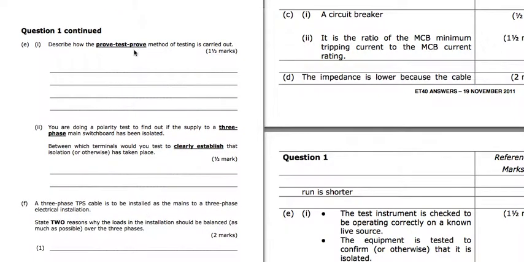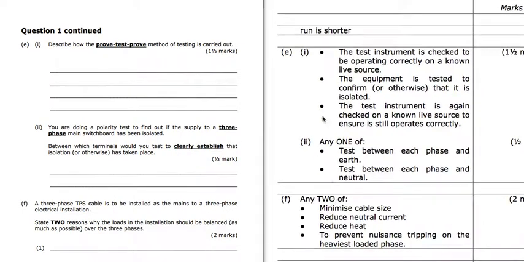Describe the prove, test, prove method. So you must go into the exam knowing this, prove, test, prove comes up again and again. So we prove that our meter is okay because we test a known live source. We then test the thing that we want to make sure it's isolated or whatever we're doing. We carry out the test, and then we prove again that the test instrument is okay because we go back to that known live source and we ensure that the meter is working correctly.